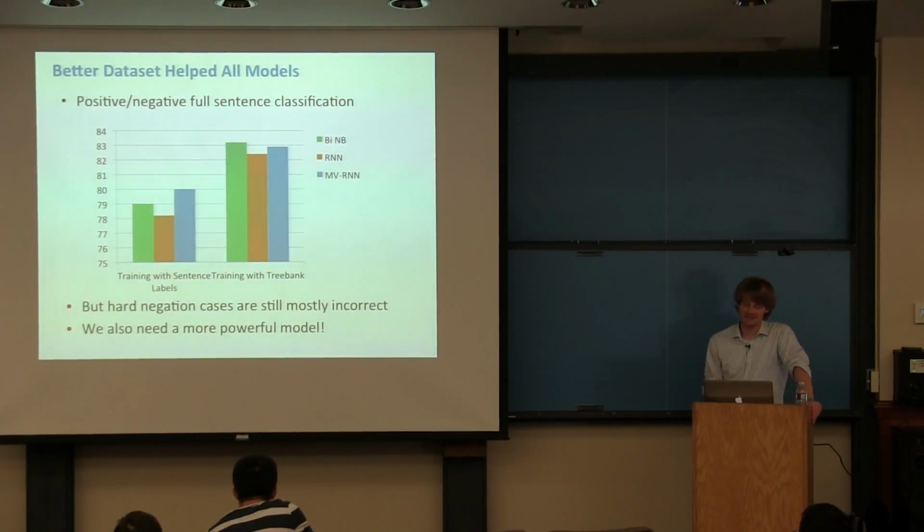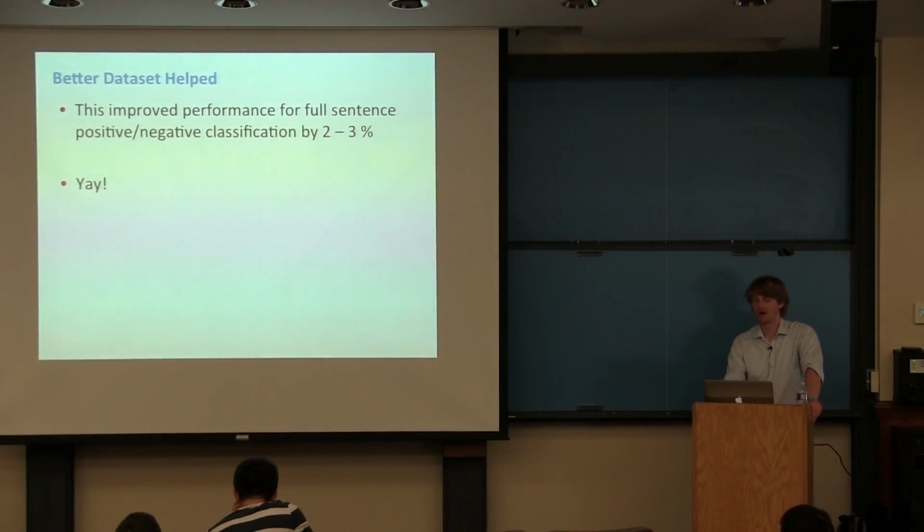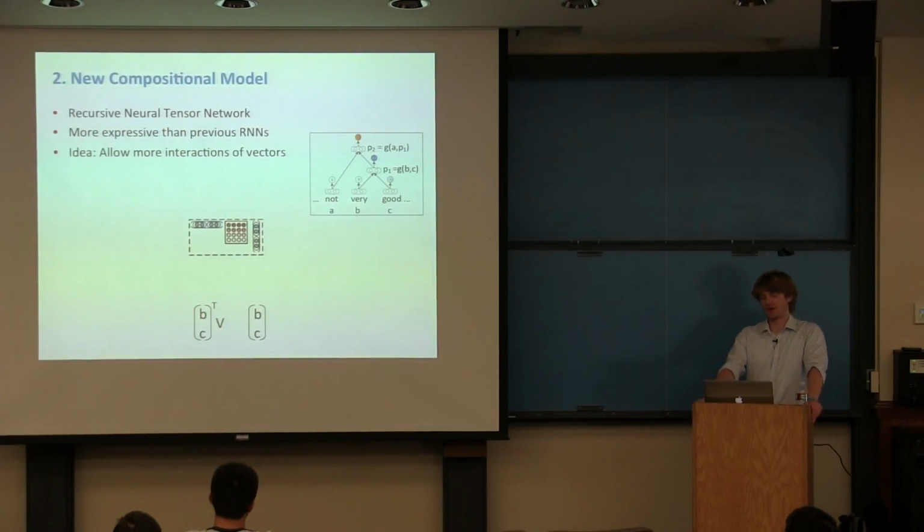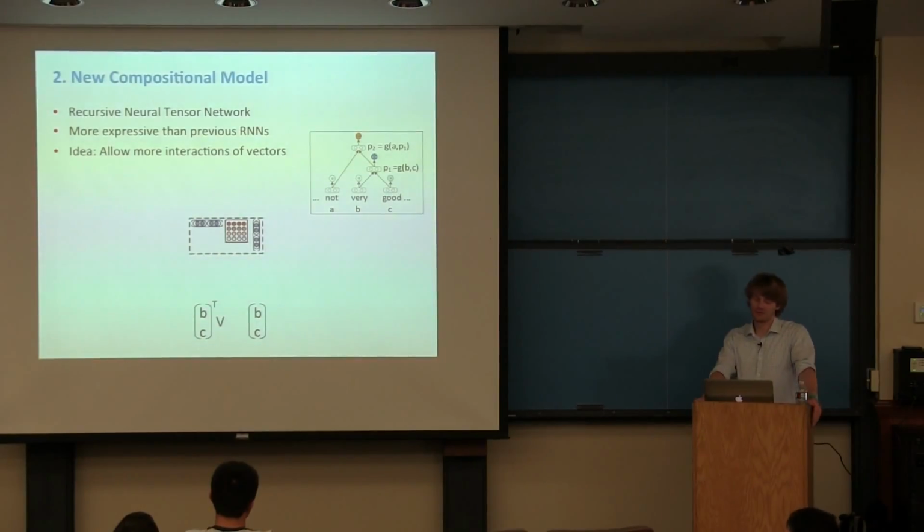However, when we analyzed the resulting models, we found that the hard negation cases, such as the stealing Harvard example, were still almost all incorrect. And so we figured we needed a more powerful model, like 2 or 3% wasn't enough. This led us to the following interesting recursive neural tensor network, which is much more expressive than the previous RNNs, including the MVRNN. In fact, it outperforms the MVRNN.